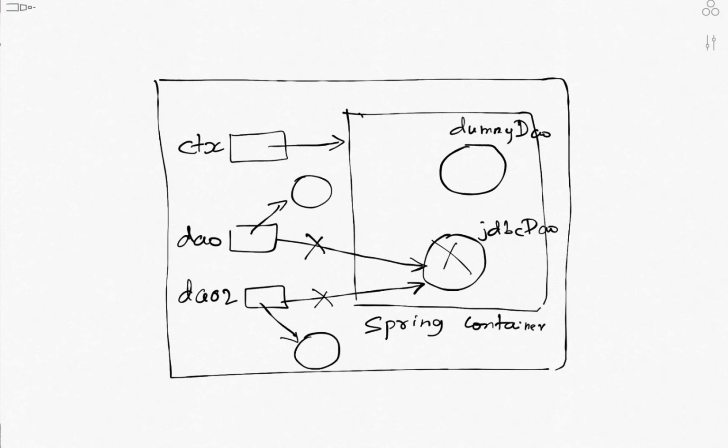So Spring will not be maintaining the life cycle of prototype beans. The meaning of that is if you say DAO equals null, then this object is ready for garbage collection. DAO2 equals null or DAO2 equals something else, this object will also be ready for garbage collection. Whereas in the previous case, when it's a singleton, if DAO equals null, Spring would still maintain a copy of the bean object itself.